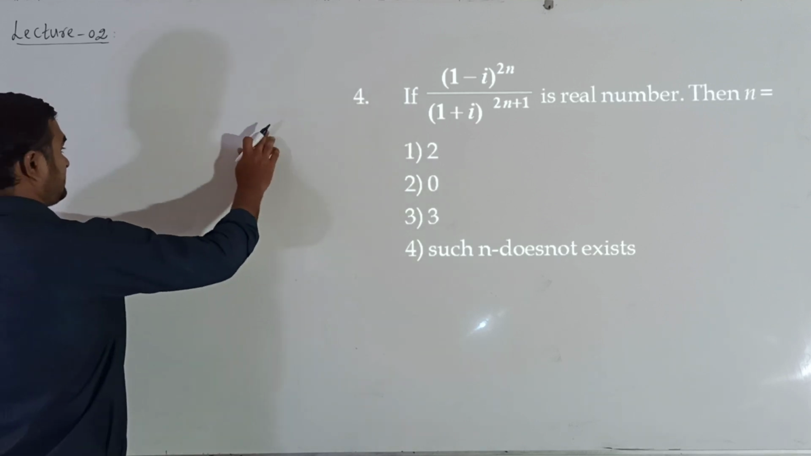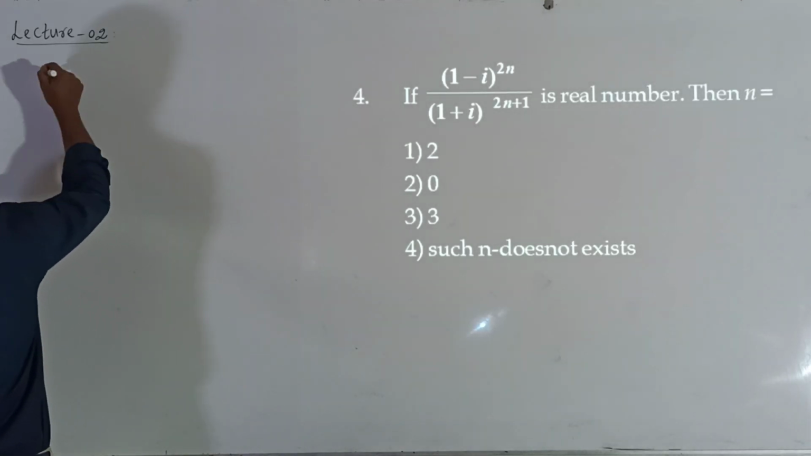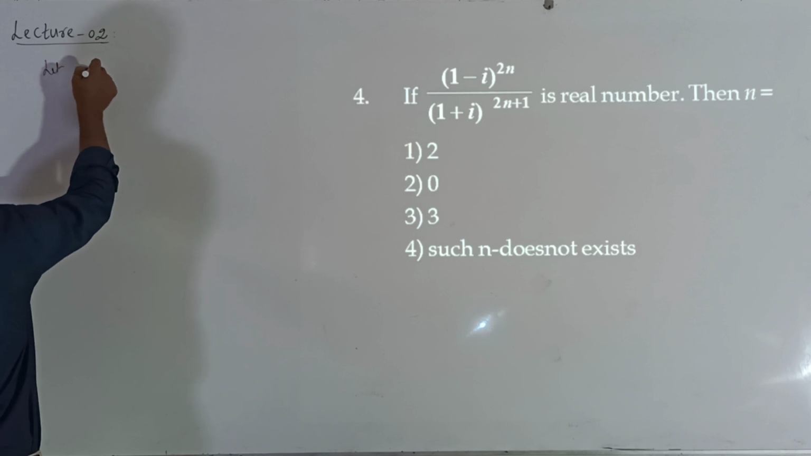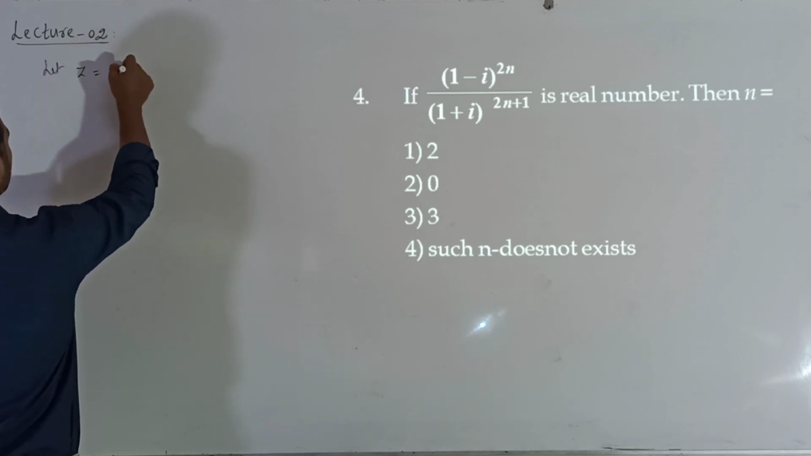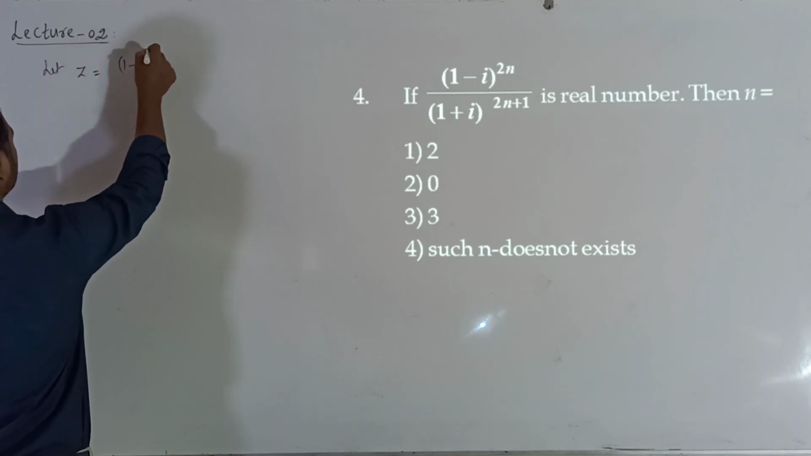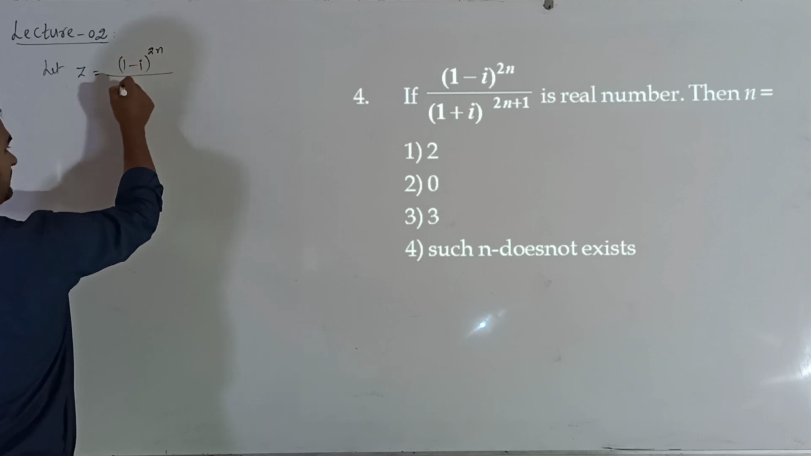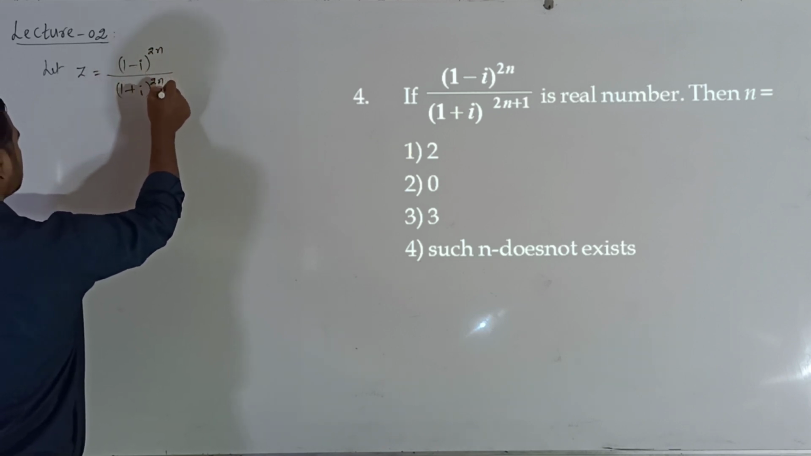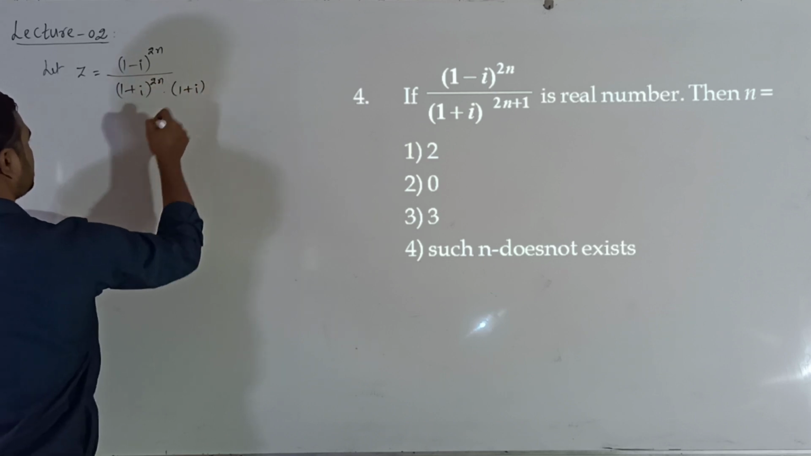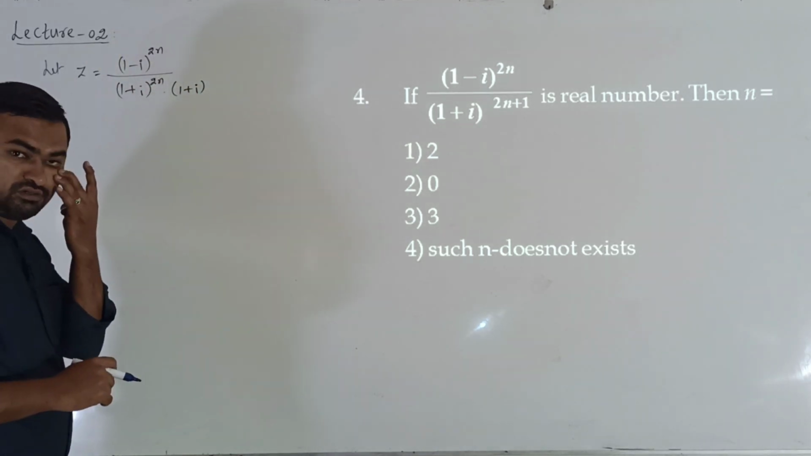Now if I solve directly, let us take the given complex number as z. (1 - i)^(2n) divided by (1 + i)^(2n+1), I can write as (1 - i)^(2n) divided by (1 + i)^(2n) into (1 + i).